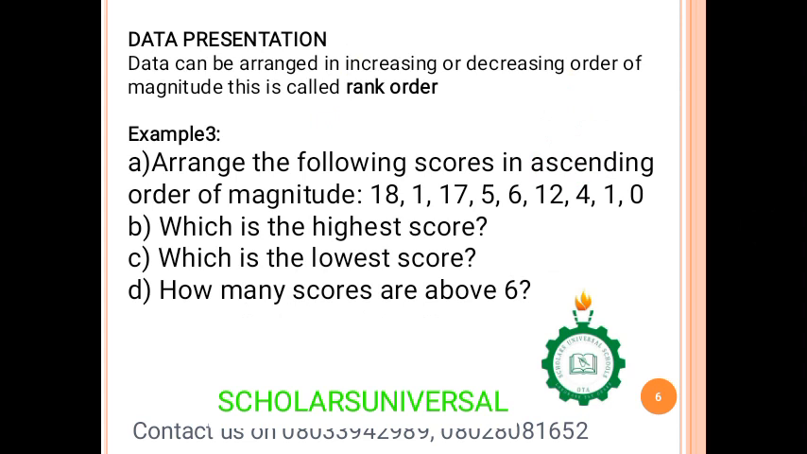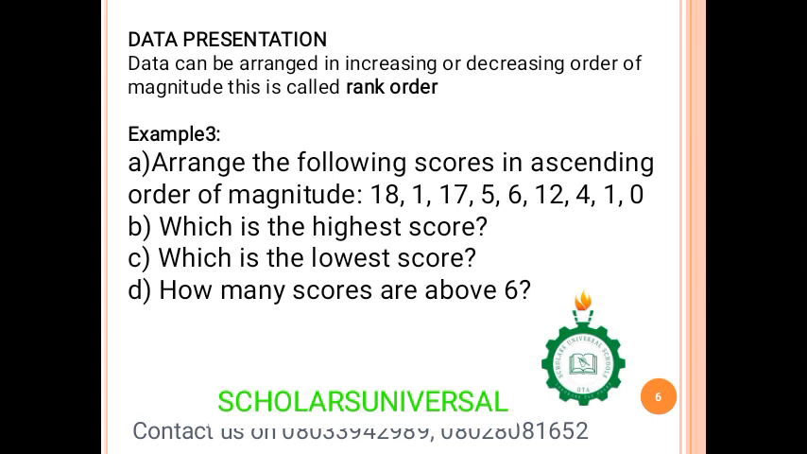Now let's look at data presentation. We present our data in so many forms. You can arrange it in increasing order. You can arrange it in decreasing order. Or it can be in any form of rank. An example of this will be represented either by finding the highest score, lowest score, and so on.